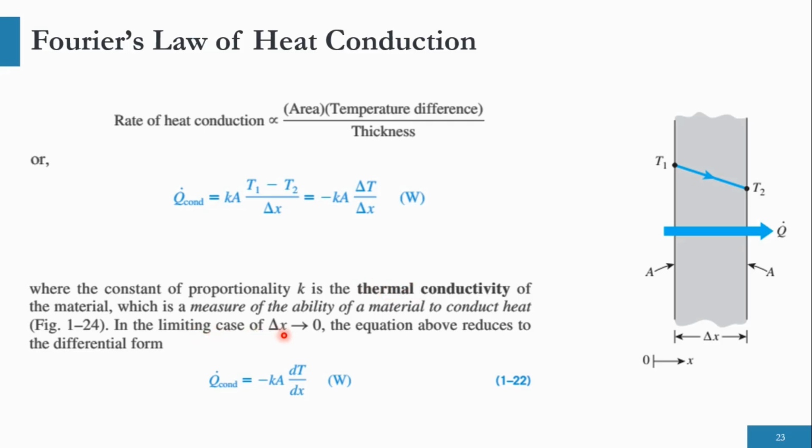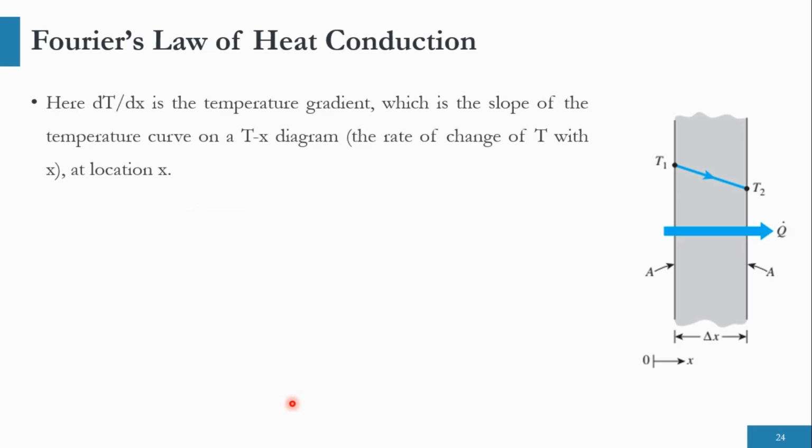Now, in the limiting case of delta x approaches 0, this equation reduces to Q conduction is equal to minus kA dT over dx. This expression we call the Fourier law of heat conduction. If we have to define Fourier law of heat conduction, we will simply say that the rate of heat conduction is directly proportional to the area of the medium and the temperature difference, and inversely proportional to the thickness. So this is the overall definition of the Fourier law of heat conduction.